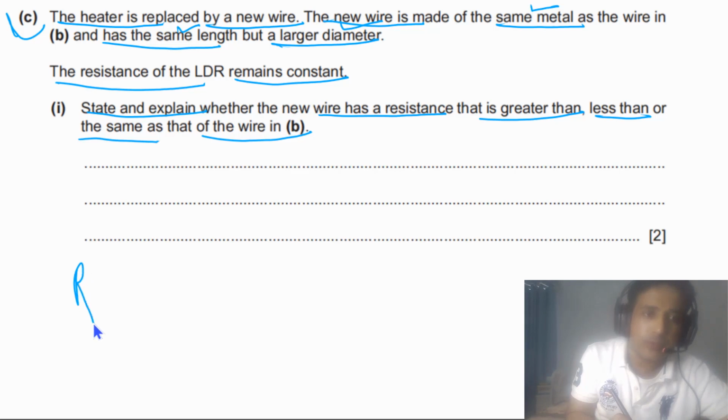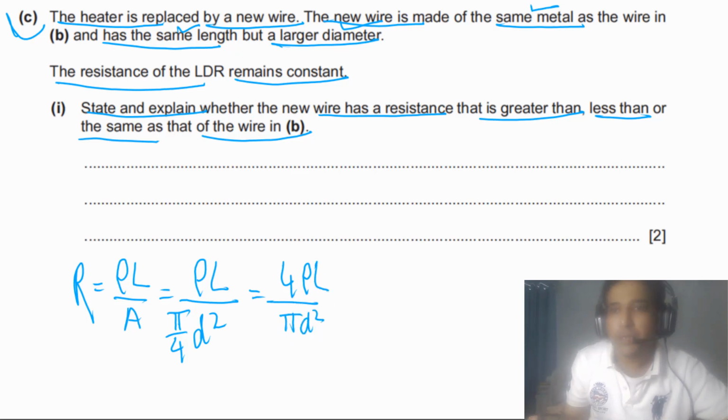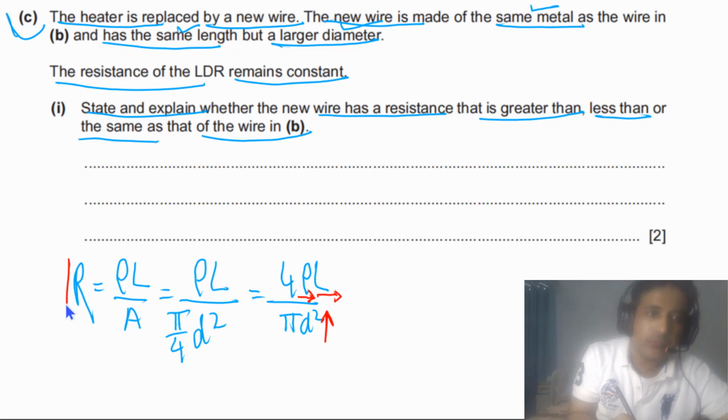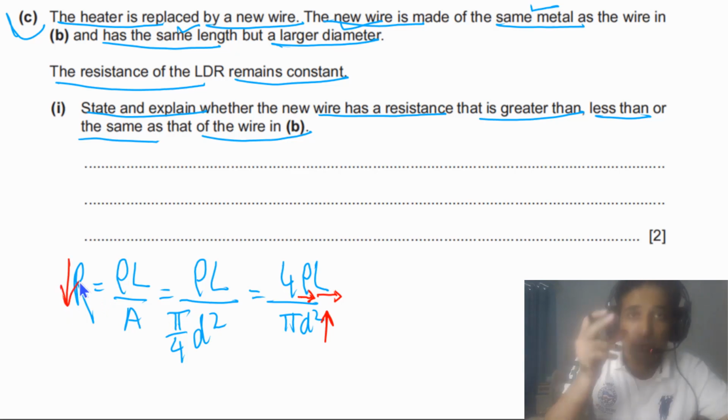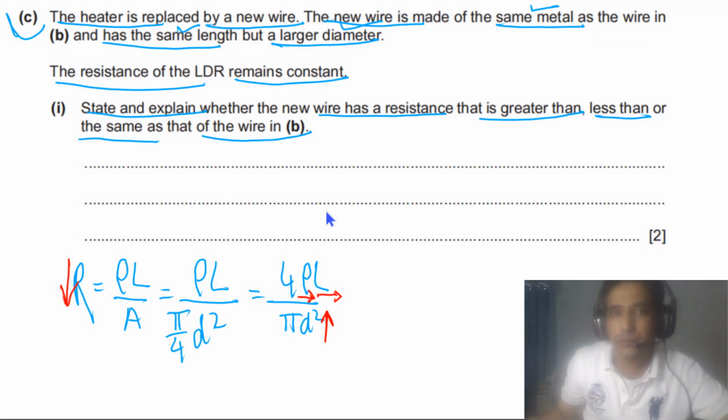Simply we need to understand that R is equal to rho L by A. And from here this is rho L divided by pi by 4 d squared. So we can simplify and write this as 4 rho L by pi d squared. Now for this question it is given that L is the same, rho is the same. If diameter increases, it means resistance will decrease. So the new wire has lower resistance. That's all we need to say for this question.